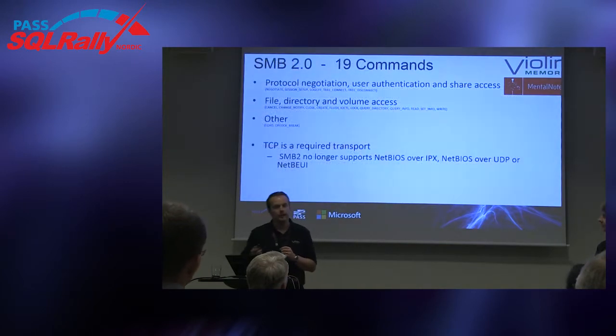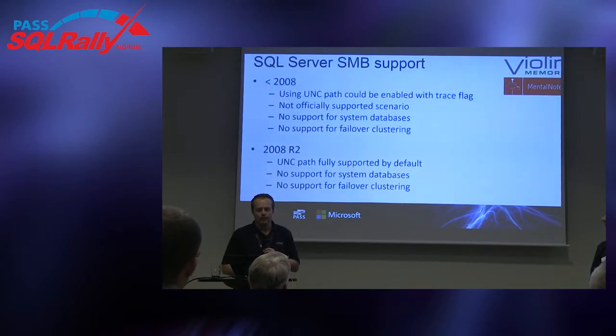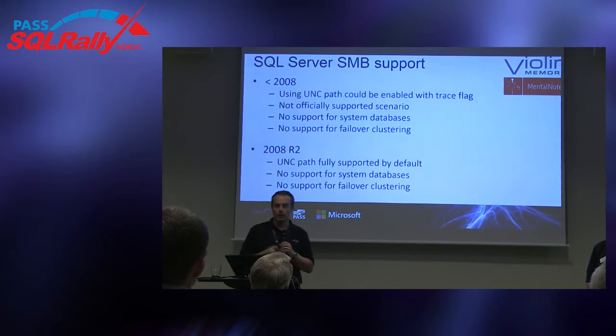So Microsoft basically cleaned it up in version 2. They added performance in 2.1, except that performance was not enabled by default, and the applications needed to support it. On the SQL Server side, before 2008, file shares were not supported. You could enable it with a trace flag, but if you called Microsoft support, you would not get any help. With 2008 R2, you could put user databases on file shares, but still not system databases, and it also could be used for high availability scenarios.